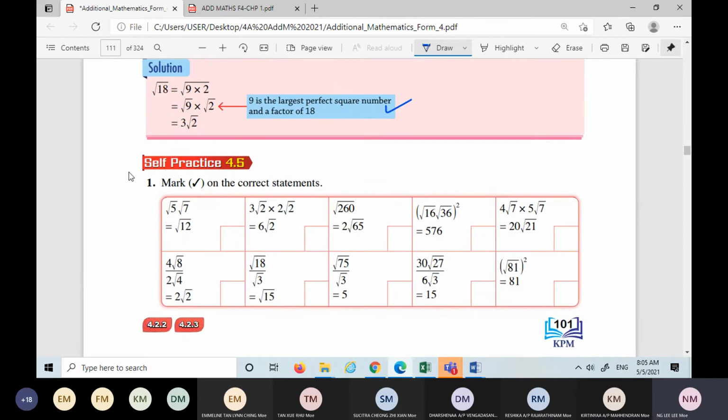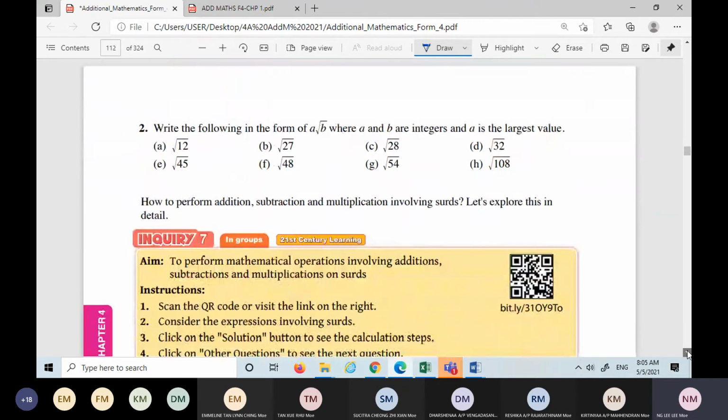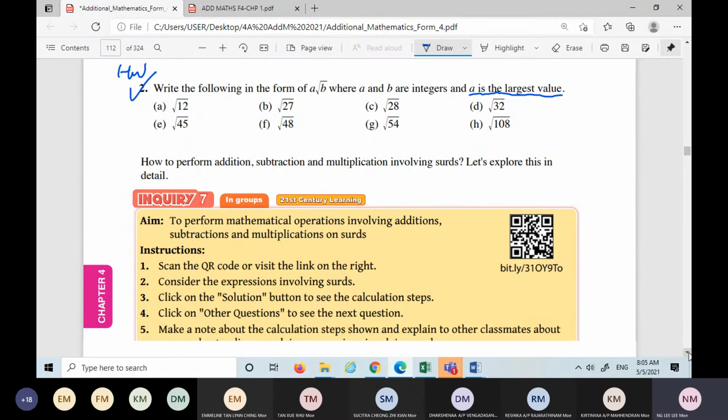So this one you can do as your homework. And then question 2 as well. Same thing, they want a to be the largest value. Why do I say that? Maybe I give one example. I take out, but I didn't take out all.